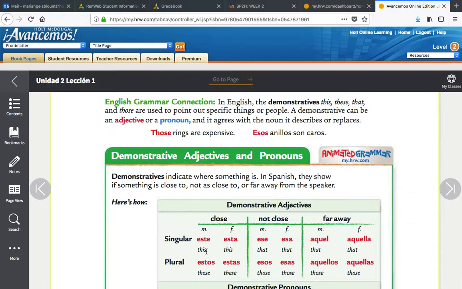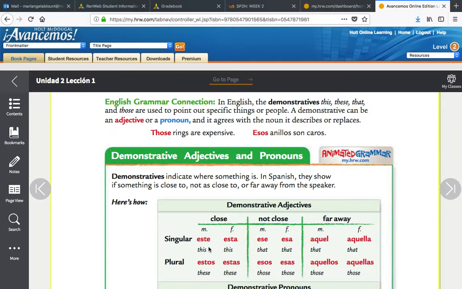Those books, and you are very close to those books. That will be estos. Now we're talking about computadoras, computers, more than one, and you're close, that will be estas. And then the same thing, if you're not that close, that will be esos libros, esas computadoras. And if you're far away from the books, and there is more than one book, that will be aquellos libros, and then aquellas computadoras. They don't have accent marks.